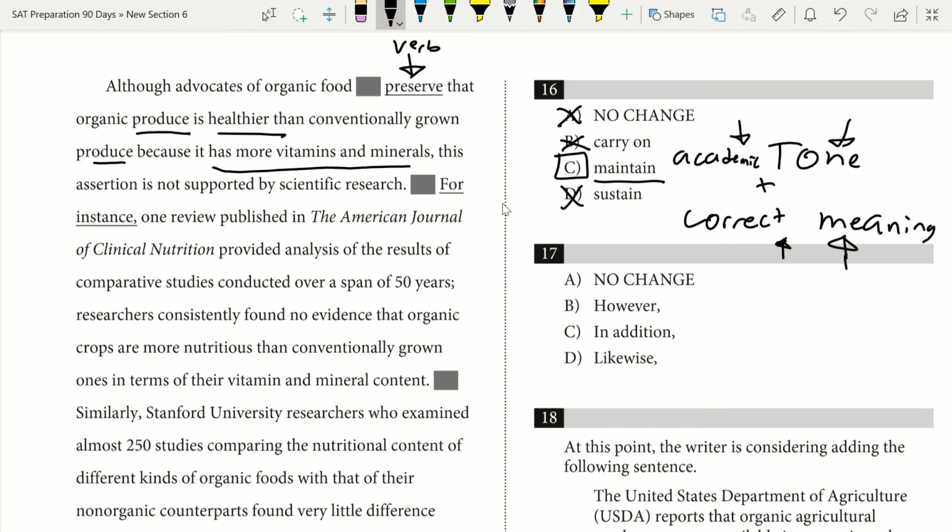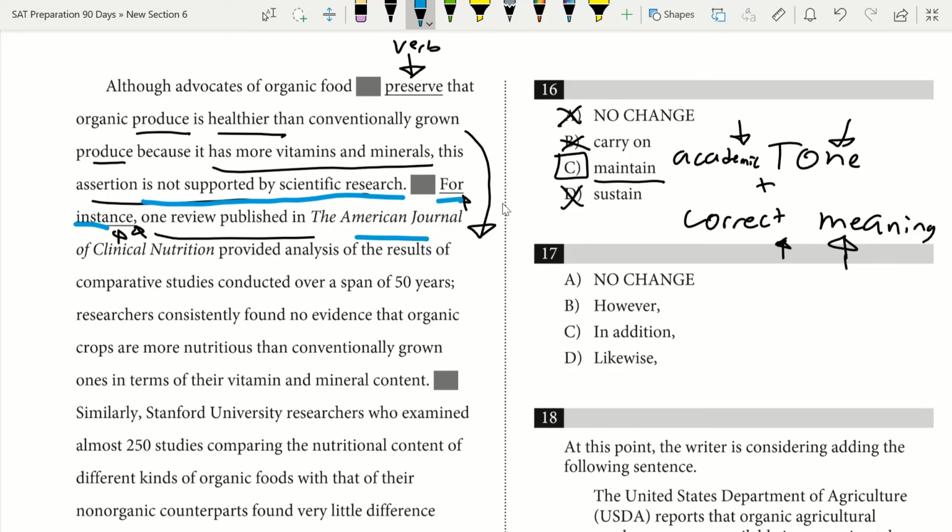Okay, so we have because it has more vitamins than minerals, this assertion is not supported by scientific evidence. Okay, so we're saying it's not supported by scientific evidence. Now I see I have a transition word with a comma after it, so I'm basically trying to transition or connect my previous sentence to what is in this next sentence. So in order to do that, I need to know what's to come. Now, since I said something's not supported in scientific research before the sentence that I'm on, I'm looking to see if I'm showing that it's not supported or if I'm showing something that is supported. Because if it is supported, then I'd want to use a contrast word, but if it's not, then I would want to use a word like for instance. Okay, so let's read on.